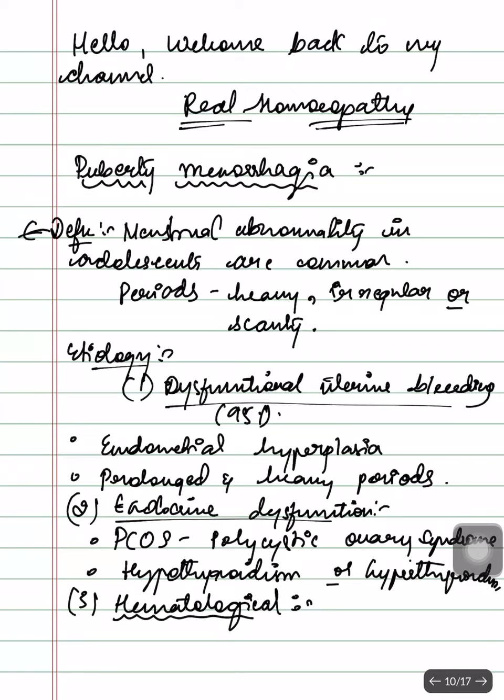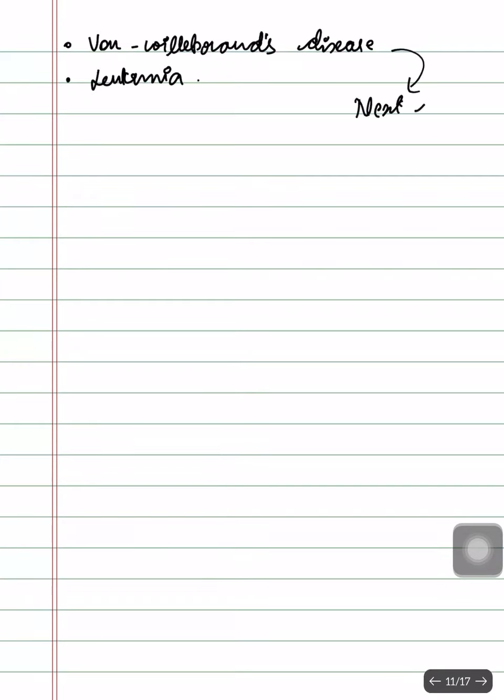So the first is dysfunctional uterine bleeding, the second main cause is endocrine dysfunction, and the third is hematological causes, which include idiopathic thrombocytopenic purpura. Furthermore, I'll be explaining idiopathic thrombocytopenic purpura in detail. Next, von Willebrand syndrome, and the next hematological cause will be leukemia. Whether leukemia, von Willebrand disease, or idiopathic thrombocytopenic purpura, I'll be explaining all of these in the next class.